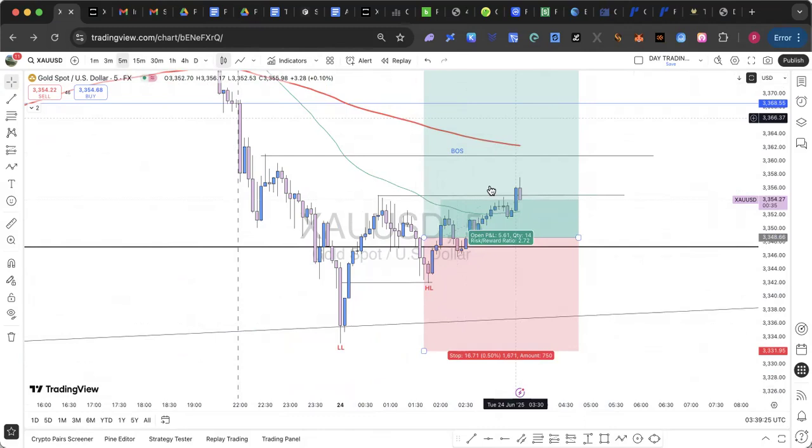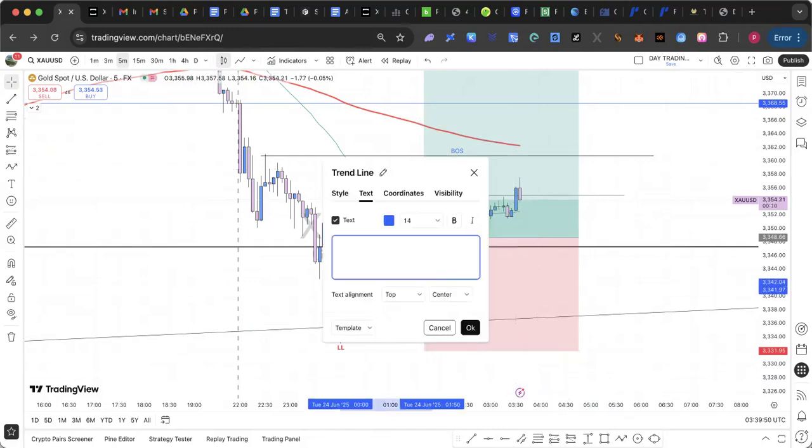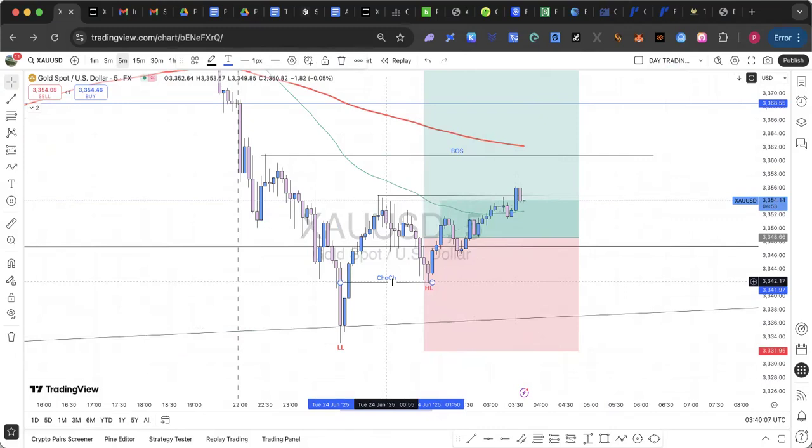So you are still struggling within the range, but you are having kind of change of character. So which means here, let's look at it here. So this is change of character. So then you need to now break this to get a break of structure.